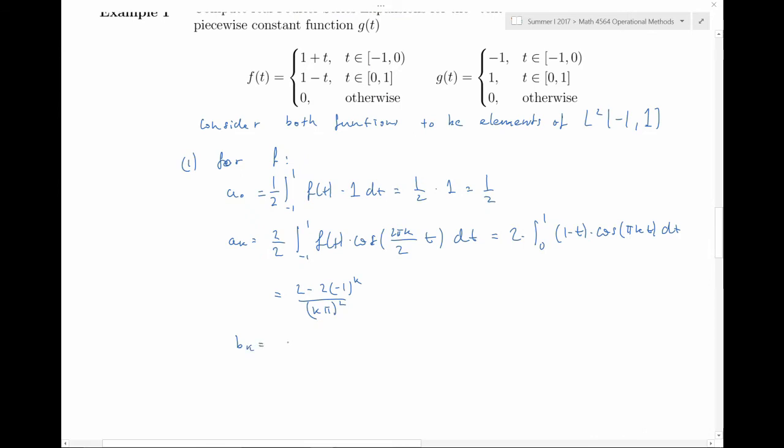bk is going to be 2 over L, the integral from -1 to 1 of f of t, times sine of 2 pi k over 2 t dt. I do know that f of t is an even function and sine is an odd function, so the product of the even and the odd function is going to be an odd function. The integration of the odd function over a symmetric interval, such as -1 to 1, is always 0.